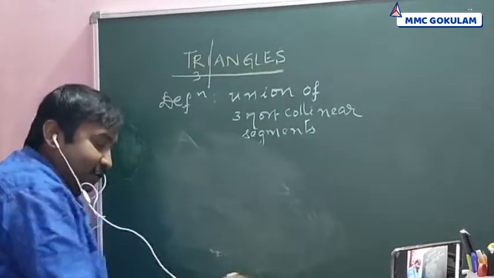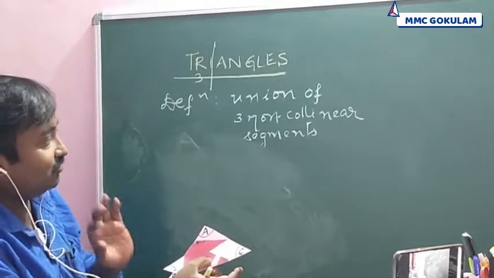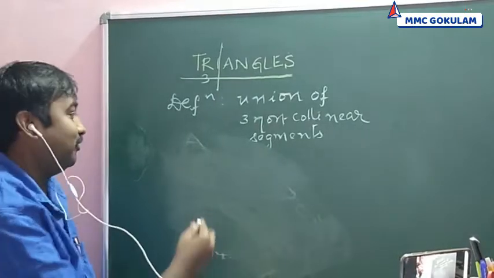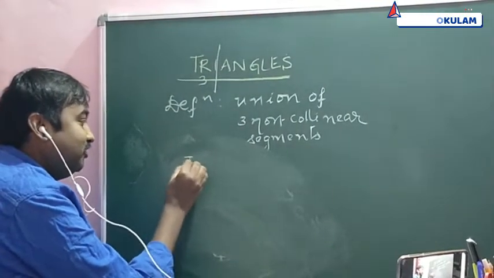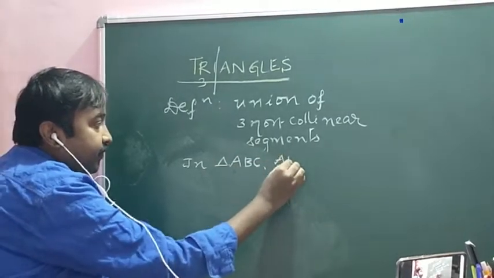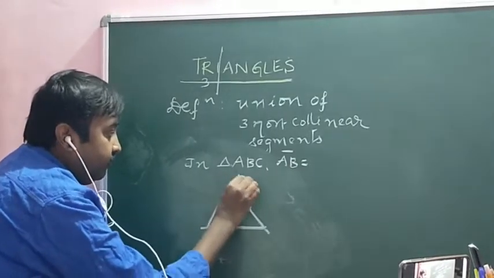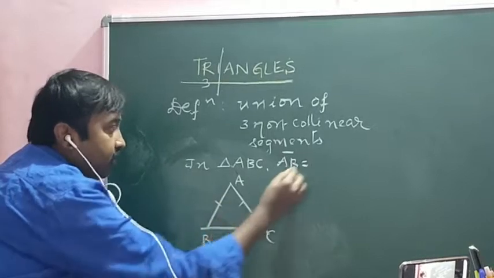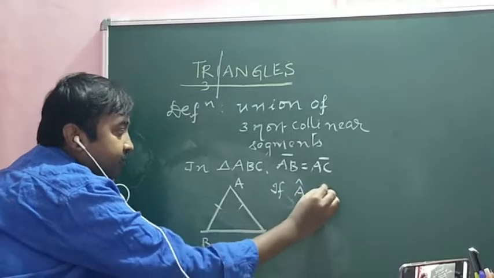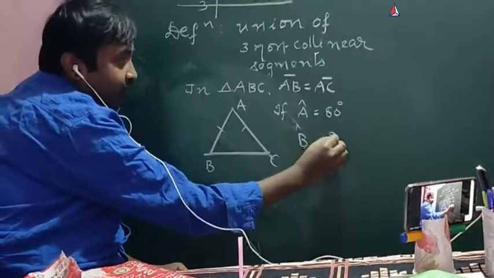Okay, students, you have learned that the sum of three angles of a triangle is 180. Based on this, I will ask one question. I will copy the question and do it. In the next session, you have to tell the answer for that. Copy the question. Triangle ABC, AB is equal to AC. If angle A equals 80 degrees, what is the measure of angle B?